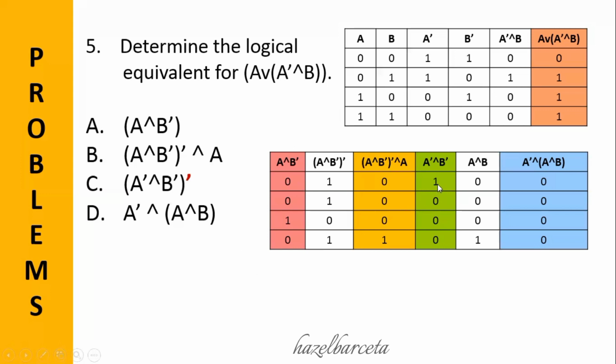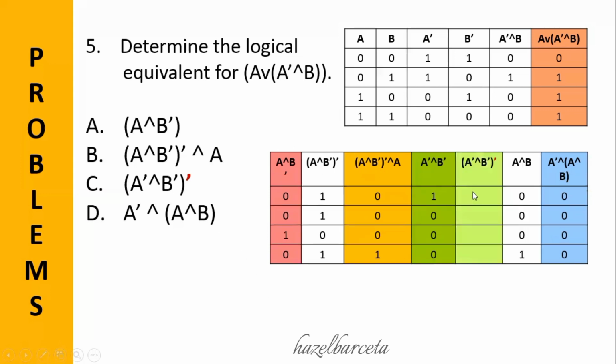Okay? So this one, mag-a-add po tayo ng isang column for this combination. So kukunin lang po natin yung complement nitong A prime and B prime. So, this will be 0, 1, 1, and equivalent na po sila. So, the answer is letter C.